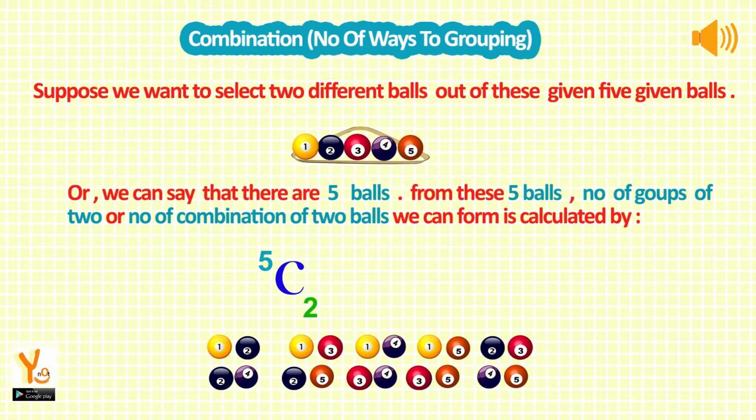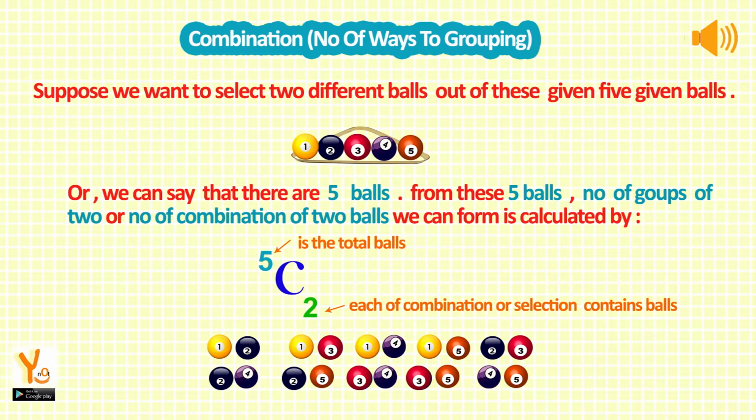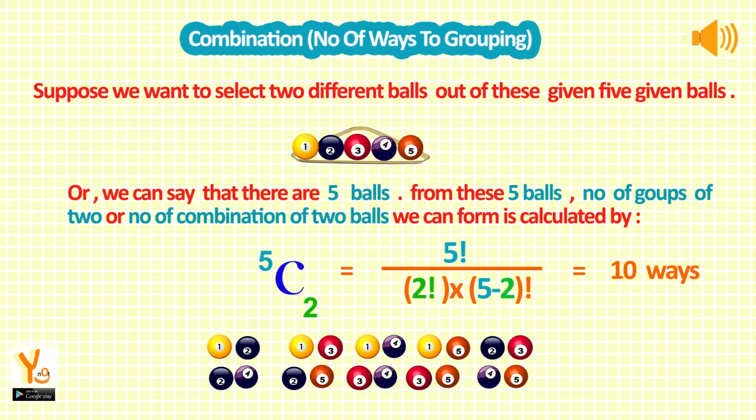Or we can say that there are 5 balls. From these 5 balls, the number of groups of 2, or number of combinations of 2 balls we can form, is calculated by 5C2, where 5 is the total balls, and 2 is the number of balls each combination, or selection, contains, which is equal to 5 factorial divided by 2 factorial into (5 minus 2) factorial. This gives a total of 10 ways.